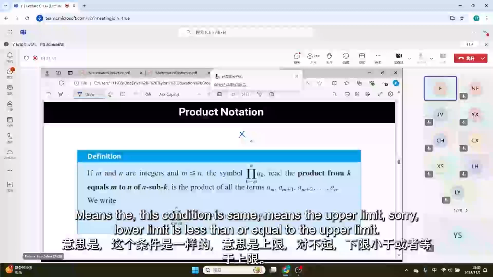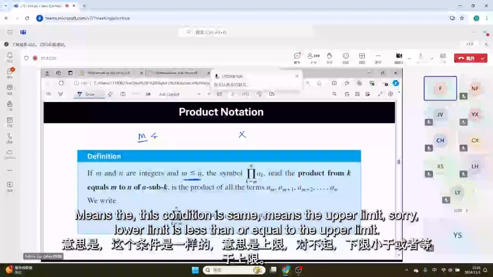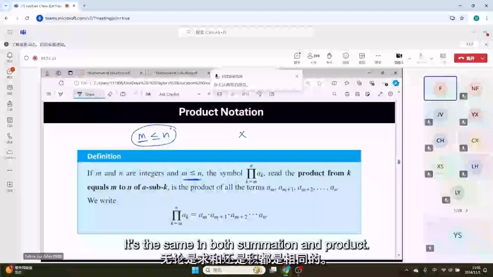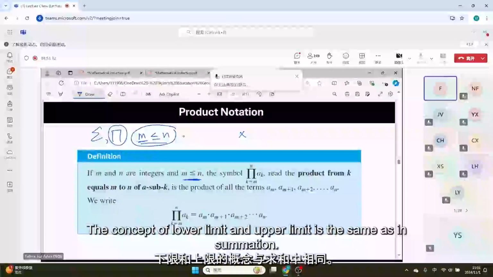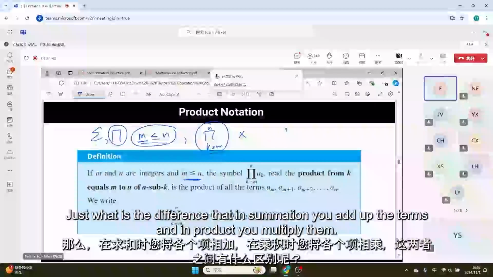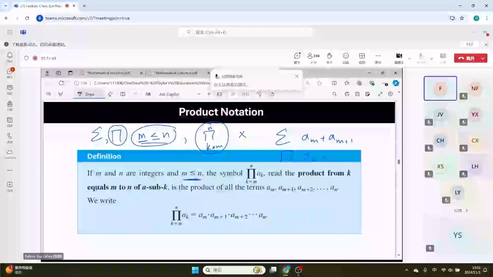Everything else is the same. The condition, that the lower limit is less than or equal to the upper limit, is the same in both summation and product. This is the symbol for your product, the capital Pi. The concept of lower limit and upper limit is the same as in summation. The only difference is that in summation you add up the terms and in product you multiply them. Everything else is the same.